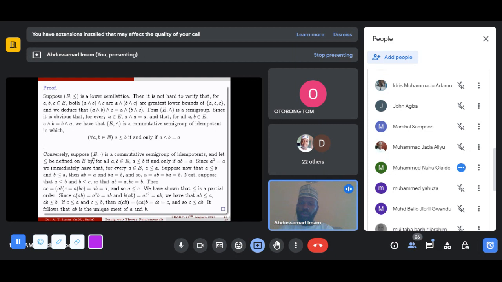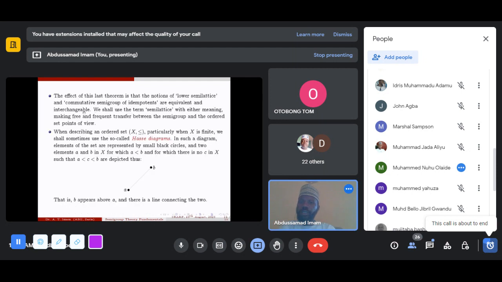And when you do the converse, if you start with a commutative semigroup of idempotents and you define an order relation, a partial order relation, by this rule that A is less than or equal to B if AB equals A, then one can easily check that since A squared equals A, this is reflexive, and also it is antisymmetric, and you can check that it is transitive, so that it is a partial order.